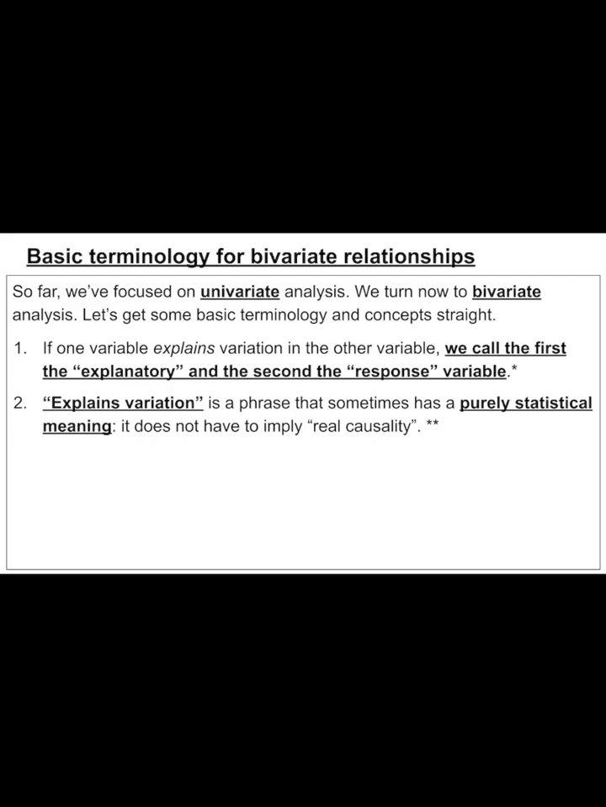Explains variation is a phrase that has only a statistical meaning, so it doesn't have to mean that there's real causality. And in general, sussing out causality is pretty hard in social science, and so it might surprise you to learn that what we're not going to do in this class is prove anything ever or definitively show that something is true or false. Instead, what we're going to do is provide evidence in favor of or against certain kinds of working hypotheses. So that's a couple of important points there.